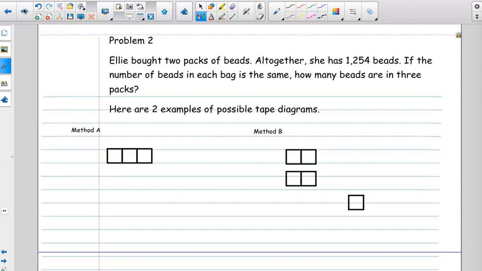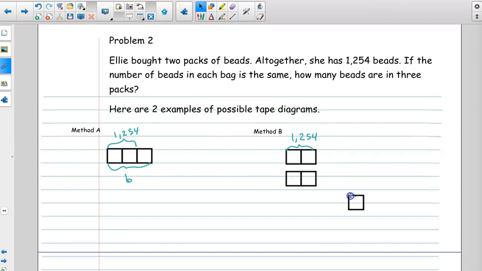All right, so here's 2 different examples of possible tape diagrams. Method A has all 3 bags represented and would have the number 1,254 here. The variable would be how many beads would she have in all 3 bags. Method B has the 2 bags, that's 1,254, and I need to move this box there. And then this second one would be the variable of the beads.